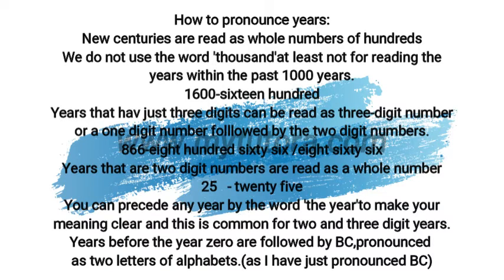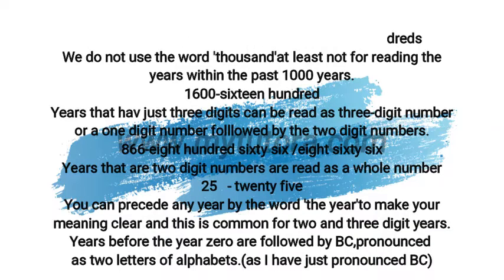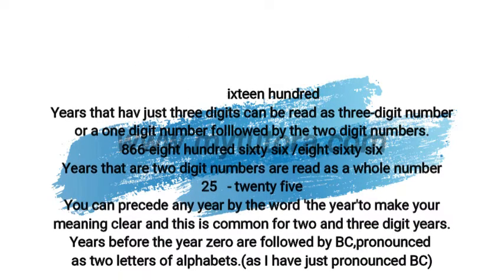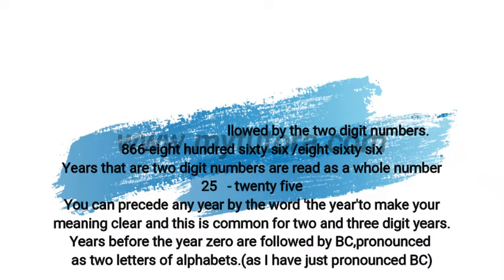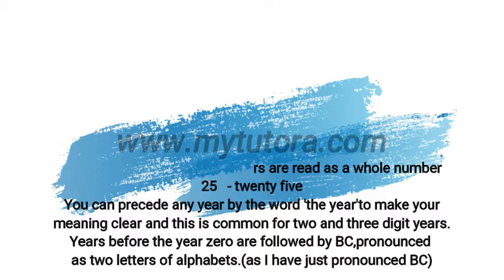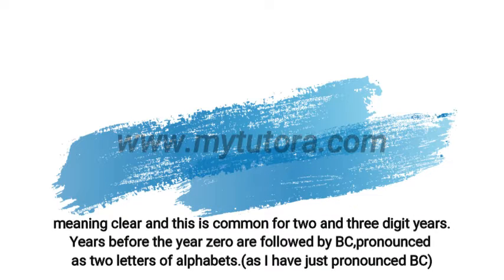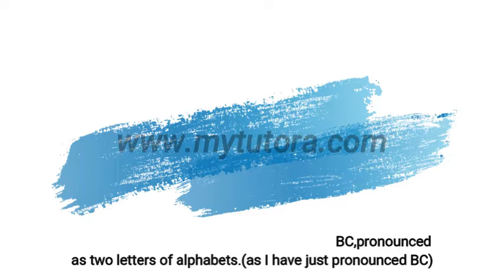Years that have just three digits can be read as a three-digit number or as a one-digit number followed by a two-digit number. For example, 866, we will pronounce it as eight hundred sixty-six or eight sixty-six. Years that are a two-digit number are read as a whole number. That is 25. We will pronounce it as twenty-five. You can precede any year by the words the year to make your meaning clear, and this is common for two and three digit years. Years before the year 0 are followed by BC, pronounced as two letters of the alphabet, as I have just pronounced BC. Let's have a recap.